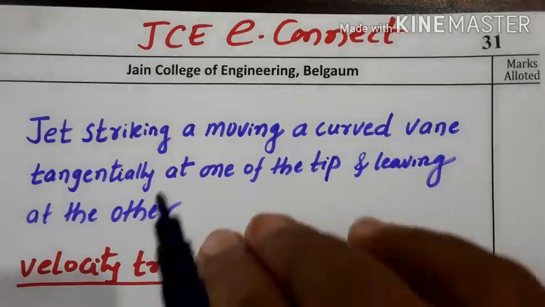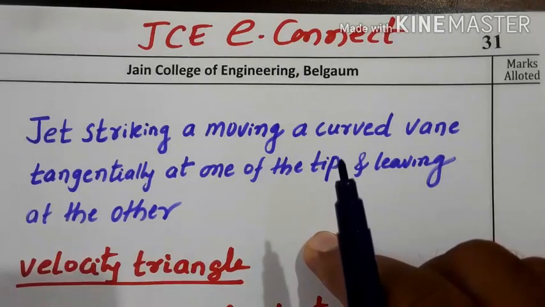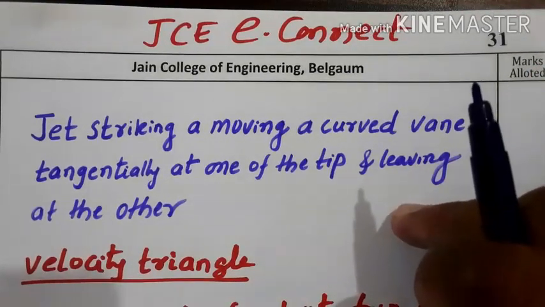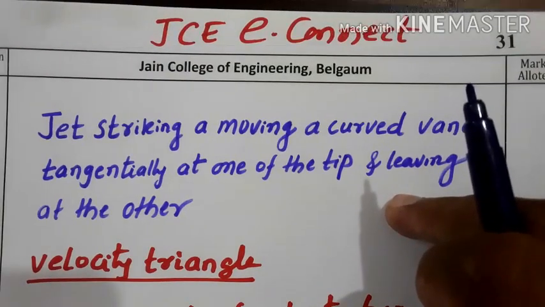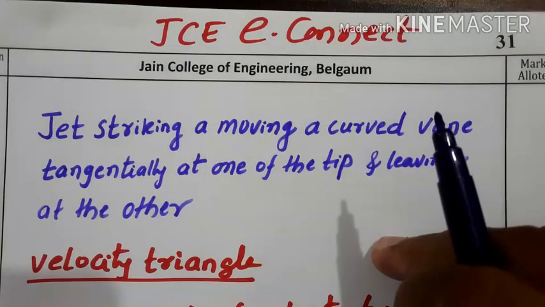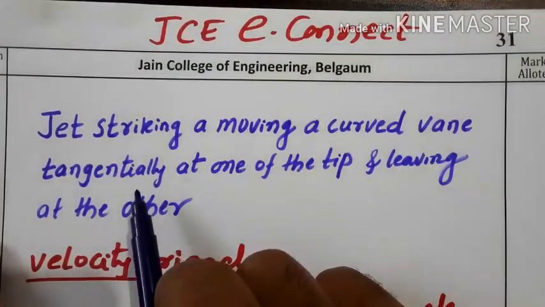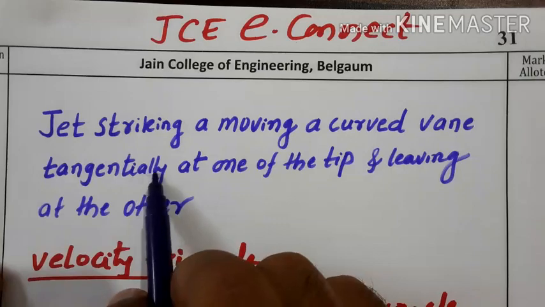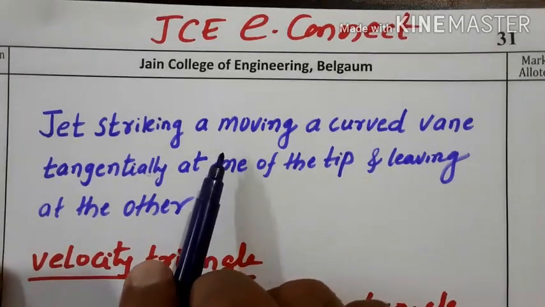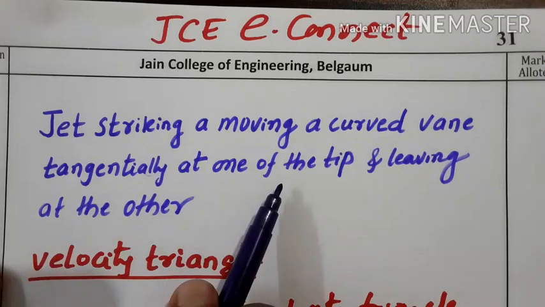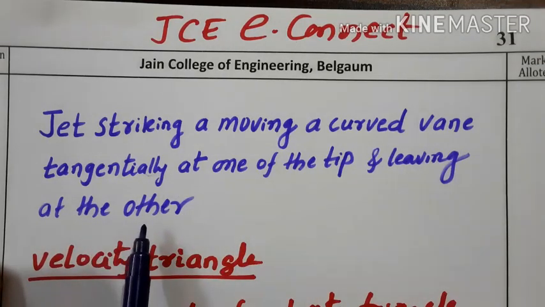So in the previous lecture we have solved some of the examples on curved vanes, considering stationary as well as moving. In this particular lecture I'll be taking one more typical case, that is a jet striking a moving curved vane tangentially at one of the tips and leaving at the other.